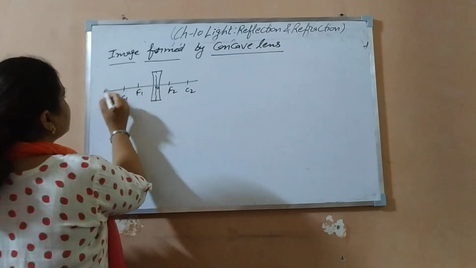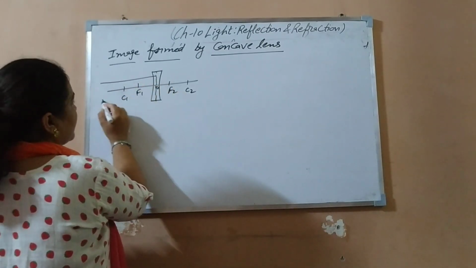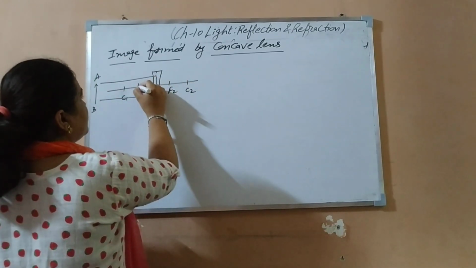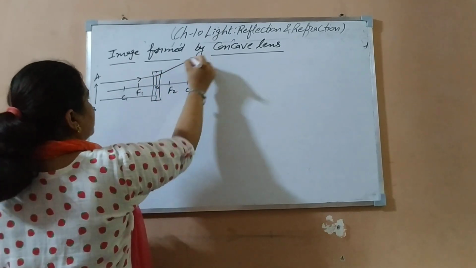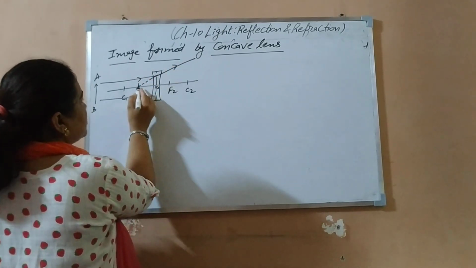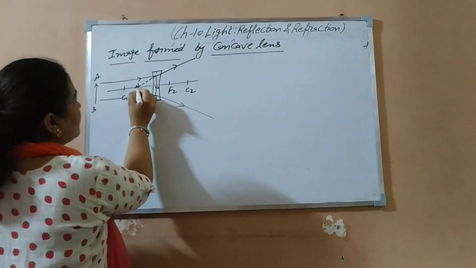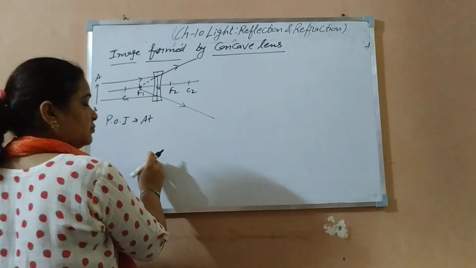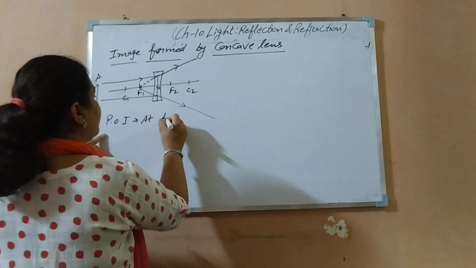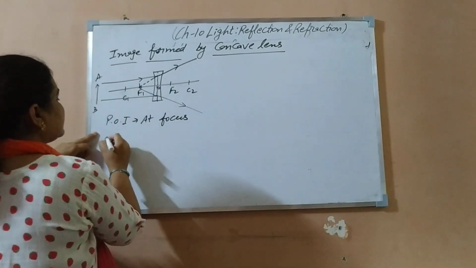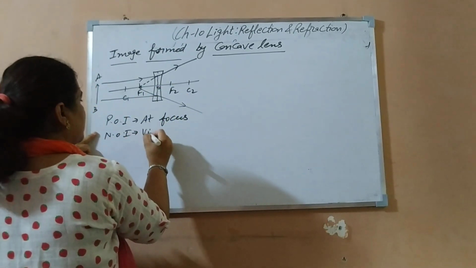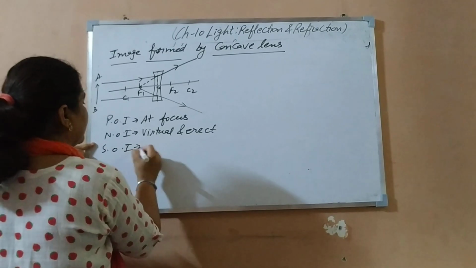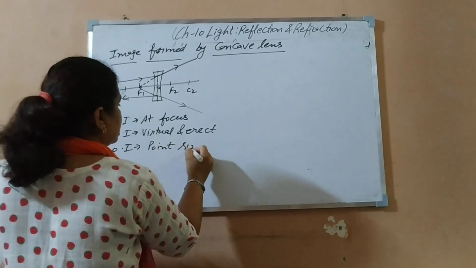Now we will do the first case, when the object is at infinity for a concave lens. The object is situated at infinity. So the rays appear to diverge from the focus. Where have we got the image? On the same side of the lens. So the position of the image is at focus on the same side. What is the nature of the image? That is virtual and erect, because it is on the same side as the object. What is the size of the image? That is point sized.